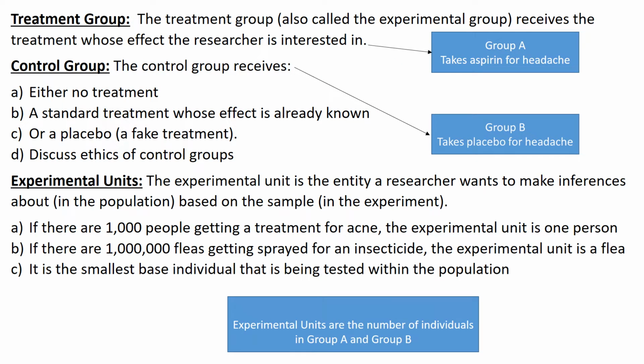The treatment group is also known as the experimental group. This would be group A, the people taking the aspirin. The control group are the people not taking the aspirin. We want to see if there is a difference, and we're going to talk about statistically how to determine if there's a difference throughout this semester.